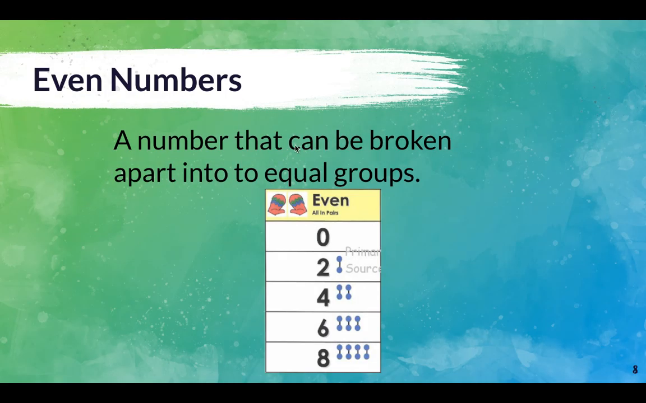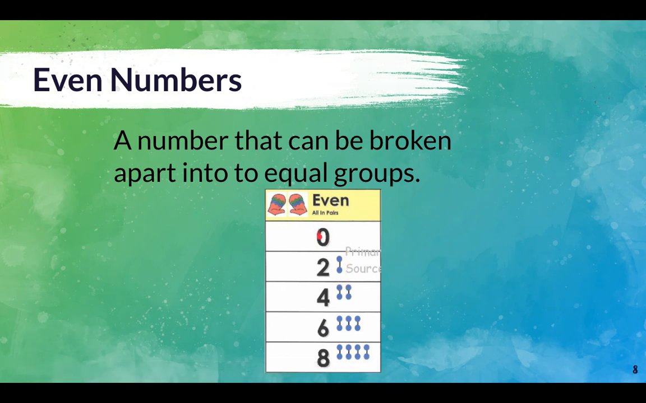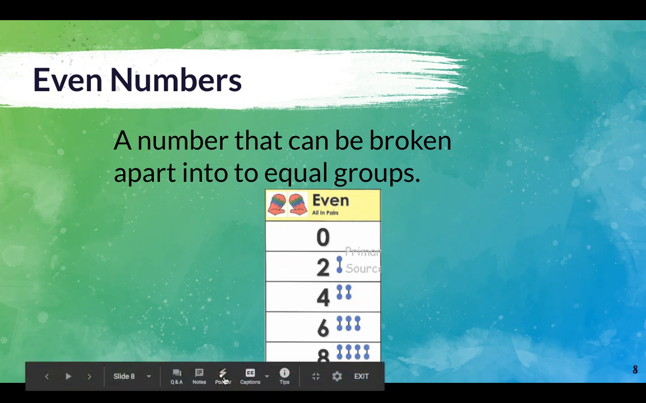Even numbers are numbers that can be broken apart into 2 equal groups. So 8 can be broken into 2 equal groups. I can have 4 in the first group and then 4 in the second group. 4 can be broken into 2 equal groups. I can have 2 in one group and 2 in the other. 0 can even be broken into two equal groups because two people or two groups can just have nothing. So that is why 0 is also an even number.